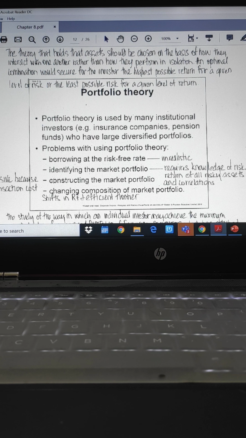It is also very difficult to construct the market portfolio. And what if there is a changing composition of the market portfolio? There also is a possibility that there are shifts in the RF. RF, as per the assignment, you will notice that the risk-free rate changes depending on Bank Negara.